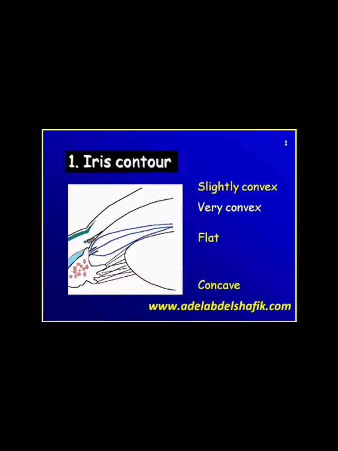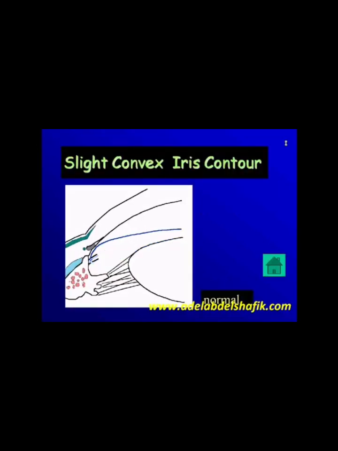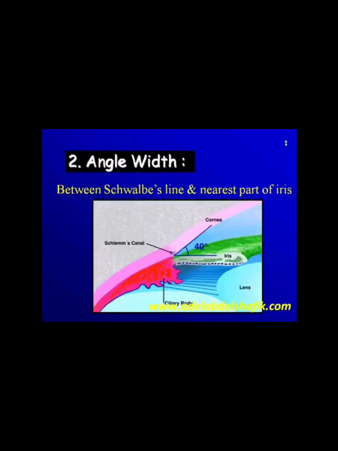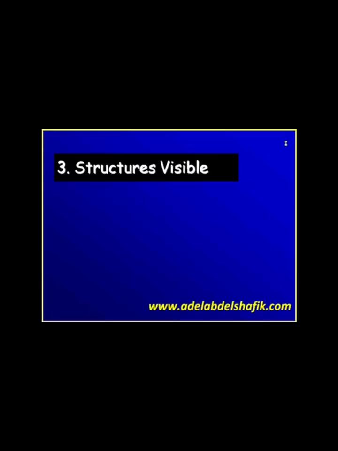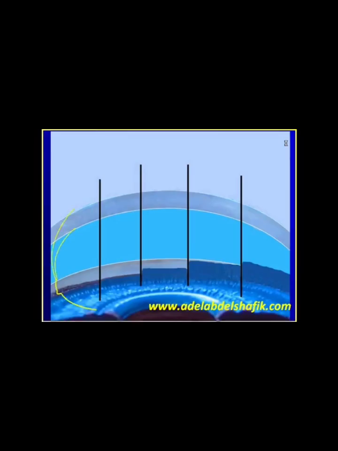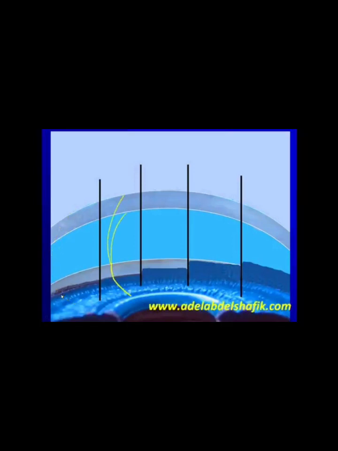So the first point is to have a comment on the iris contour. The second is to see the width of the angle, the distance between the most peripheral part of the iris and the Schwalbe's line. How many degrees could this angle be? Then you see the structures visible in the angle. In this drawing, you can see all the structures: this is the Schwalbe's line, and this is the trabecular area and the ciliary recess on the iris.